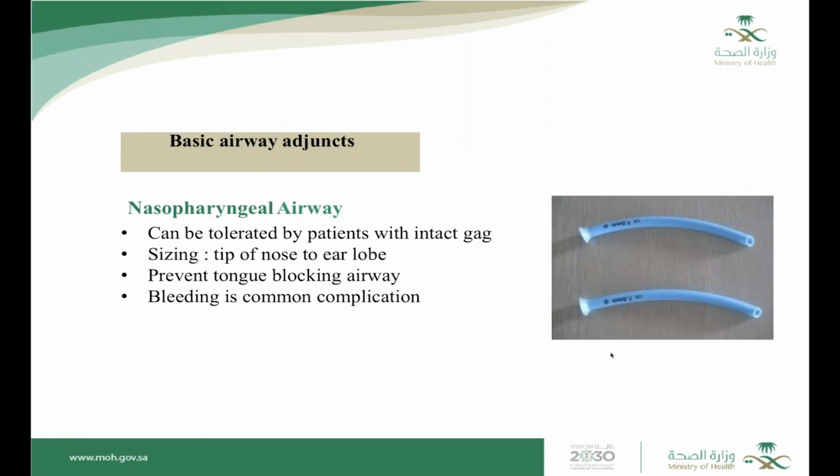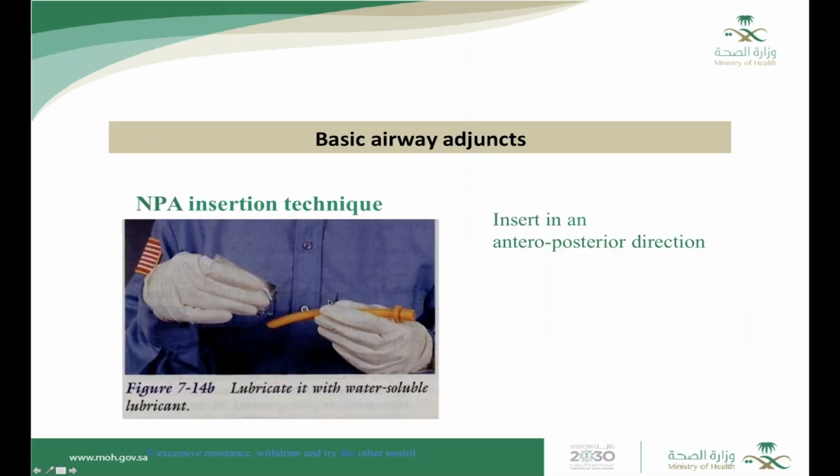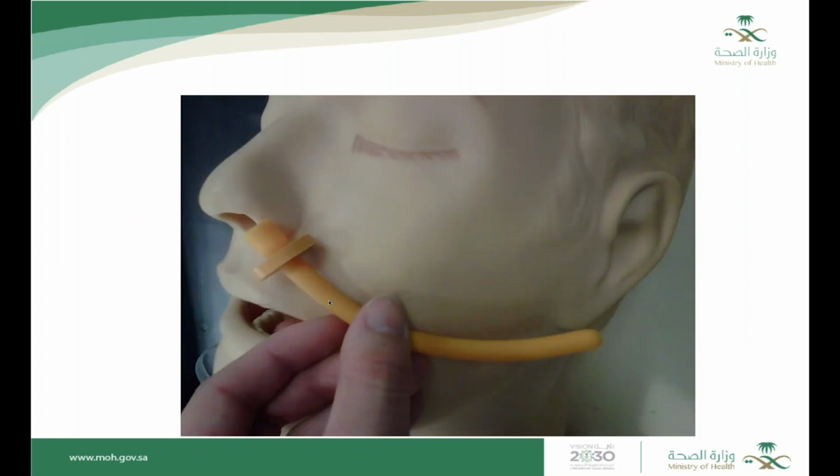The other one is the nasopharyngeal airway. The difference between them: the first one, the oropharyngeal, we use with unconscious individuals, but this one we use with conscious ones. It can be tolerated by the patient with an intact gag reflex. The sizes are also written on the side here, as you see, and we measure it almost the same way, but from the nose opening to the earlobe.